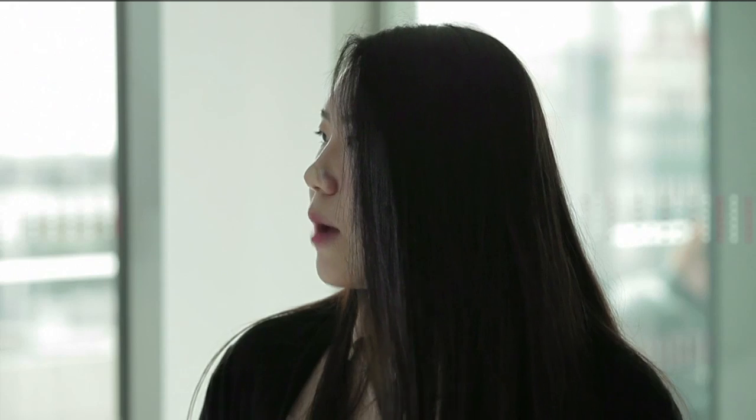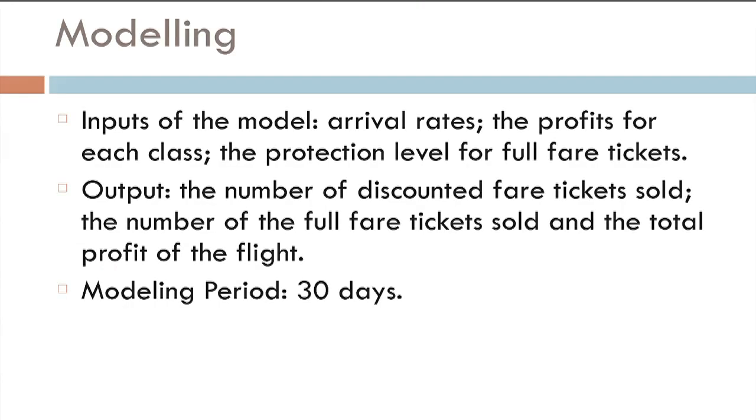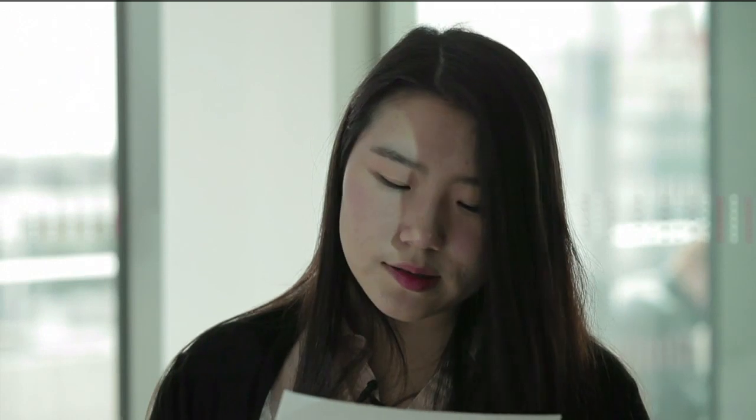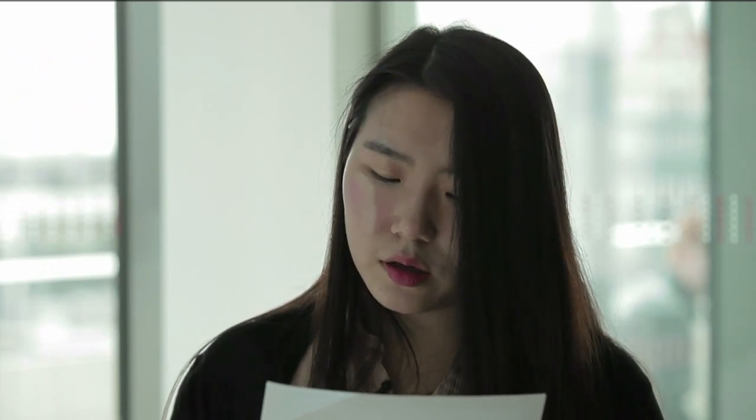And the output is the number of discounted fare tickets sold, the number of full-fare tickets sold, and the total profit of the flight, because it's the total profit we're trying to maximize. And the modeling period we set to be 30 days. Each row of this model simulates a single day, and the model exhibits 30 rows, which means a 30 day time period is used for the simulation, because booking is only allowed for 30 days prior to the flight departure.